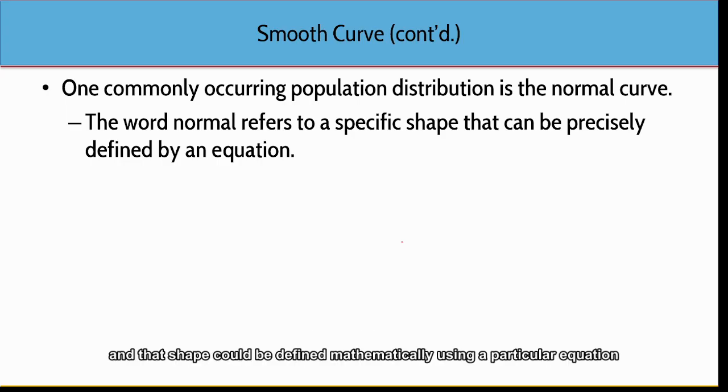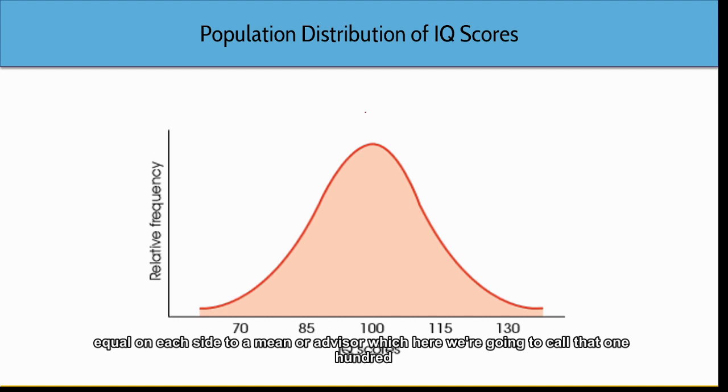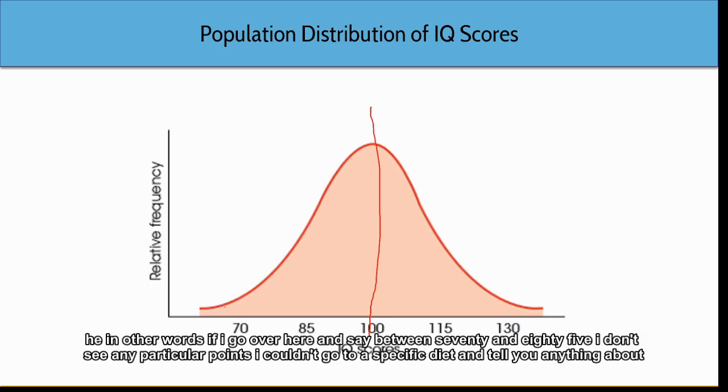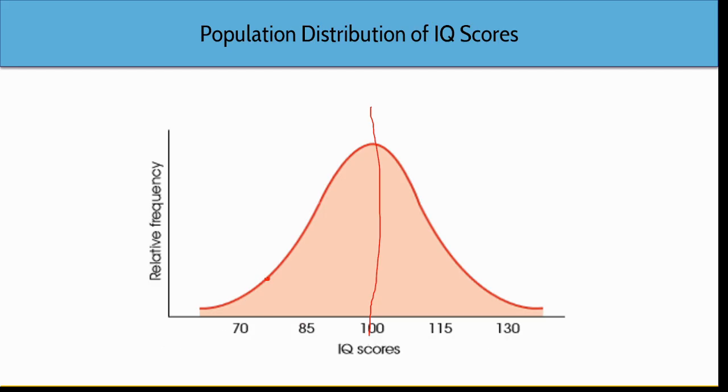And that shape could be defined mathematically using a particular equation. So here you've got a distribution of IQ scores. It's normally distributed, which means that it is equal on each side of a mean or a divisor, which here we're going to call 100. I could fold this over on itself and it would be equal in size. And then over here, I'm looking at relative frequency. In other words, if I go over here and say between 70 and 85, I don't see any particular points. I couldn't go to a specific dot and tell you anything about what this dot would represent between 70 and 85. It's dealing with a population.